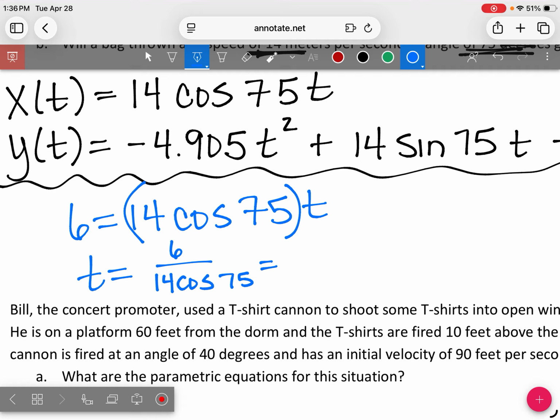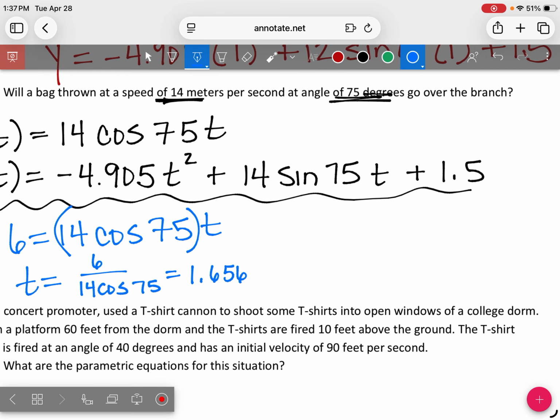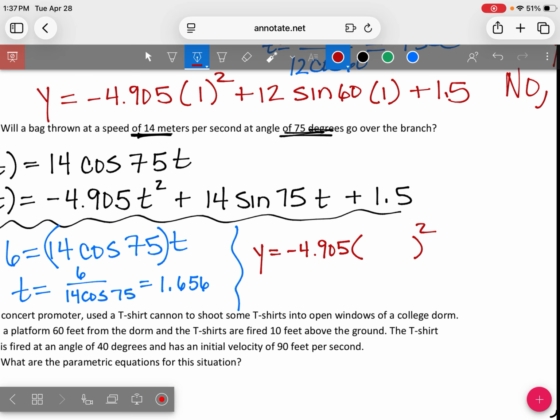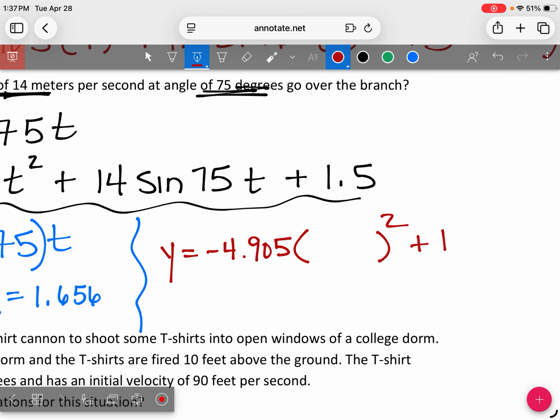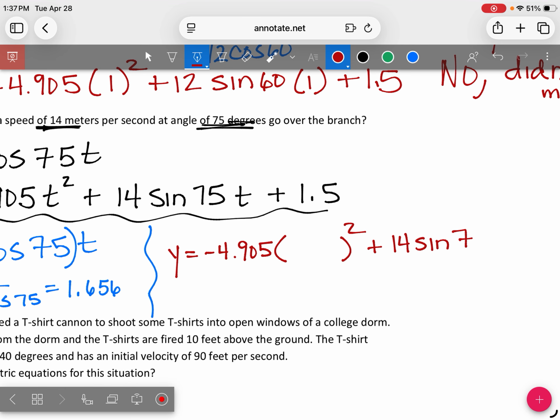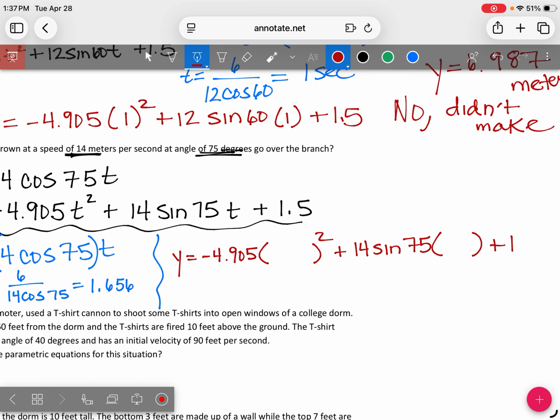Lariah, what did you get for t? 1.656. Anybody else get that? All right, now let's take that and type it in to our y. We've got to figure out the height. So y equals negative 4.905 t squared plus 14 sine 75 t plus 1.5.